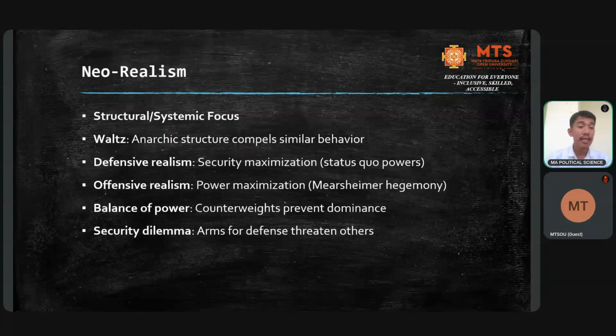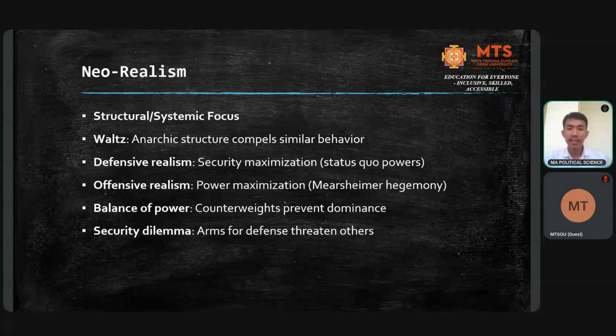So there is a thing like new realism. Realism was the classical one, and then there were new thinkers. What did they mean to say? Let's see. Waltz says anarchic structure compels similar behavior. If one country becomes aggressive, the other country also automatically becomes aggressive. So that's what Waltz was talking about. If Russia is attacking Ukraine, Ukraine also will automatically become aggressive and will attack Russia.